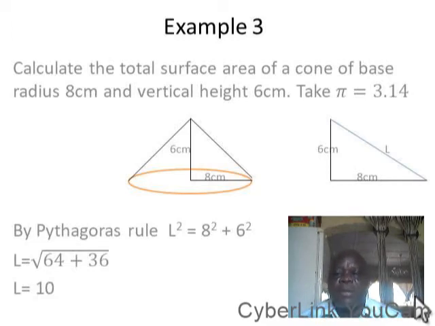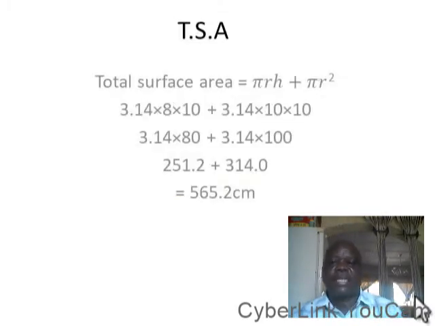We employ Pythagoras rule. Look at the shape in the slide. The vertical height is 6, while the base radius is 8. Then the slant height is l. This is a right angle triangle. Then applying Pythagoras rule, you have l squared equals 8 squared plus 6 squared. When you evaluate that, you have l as 10. Now let's move to the next slide.